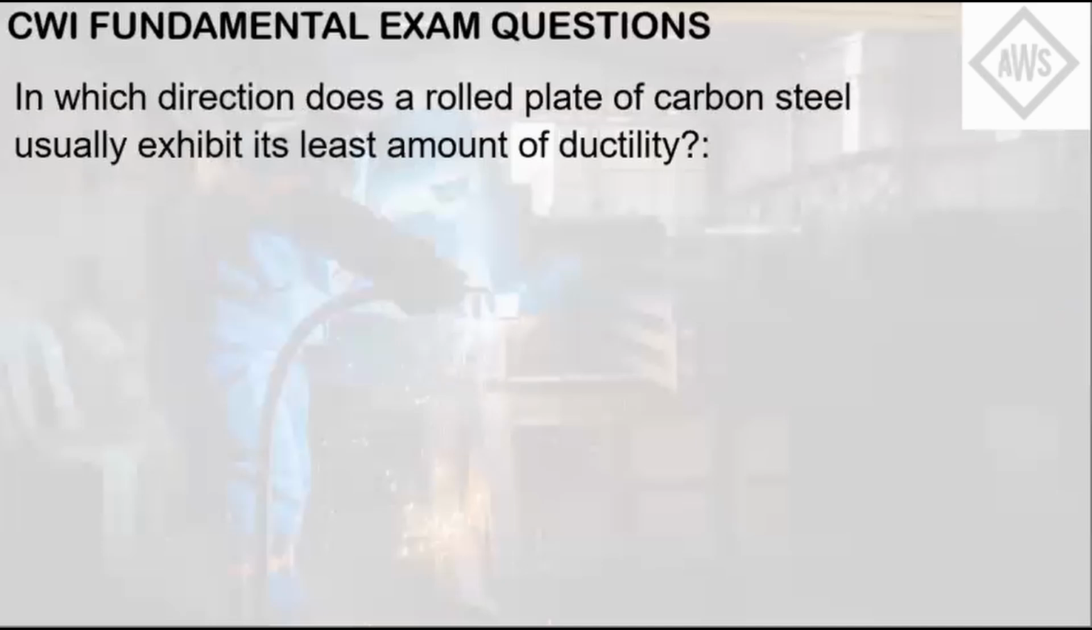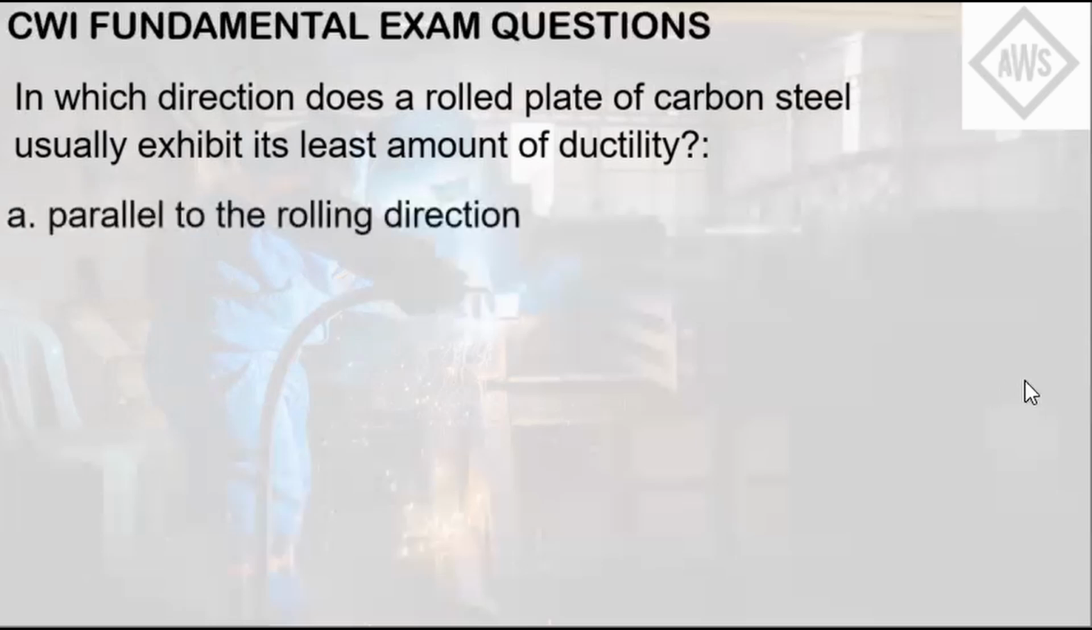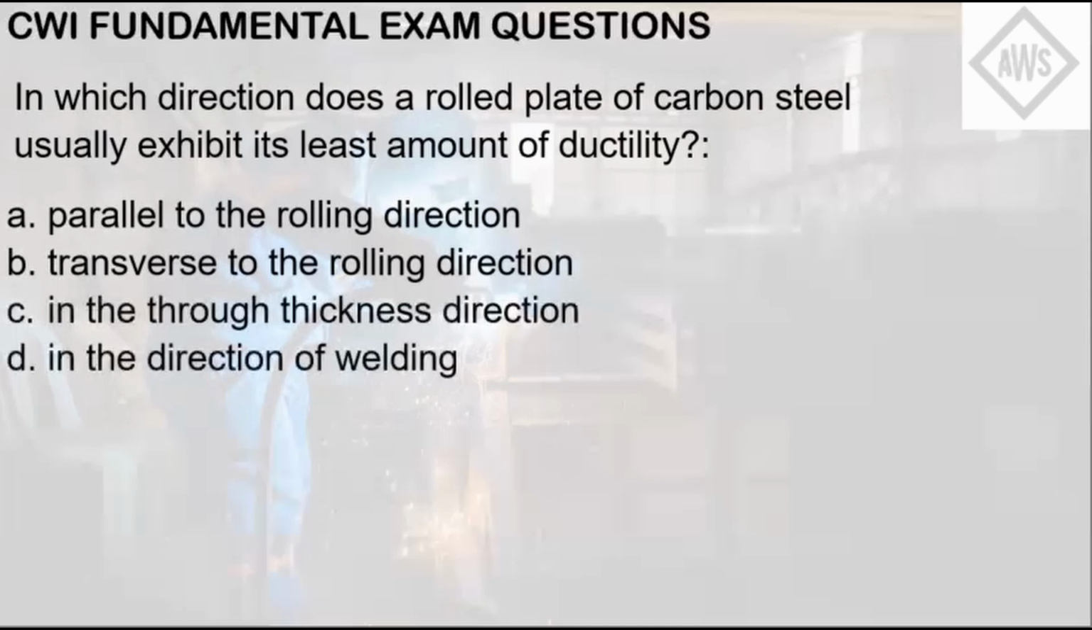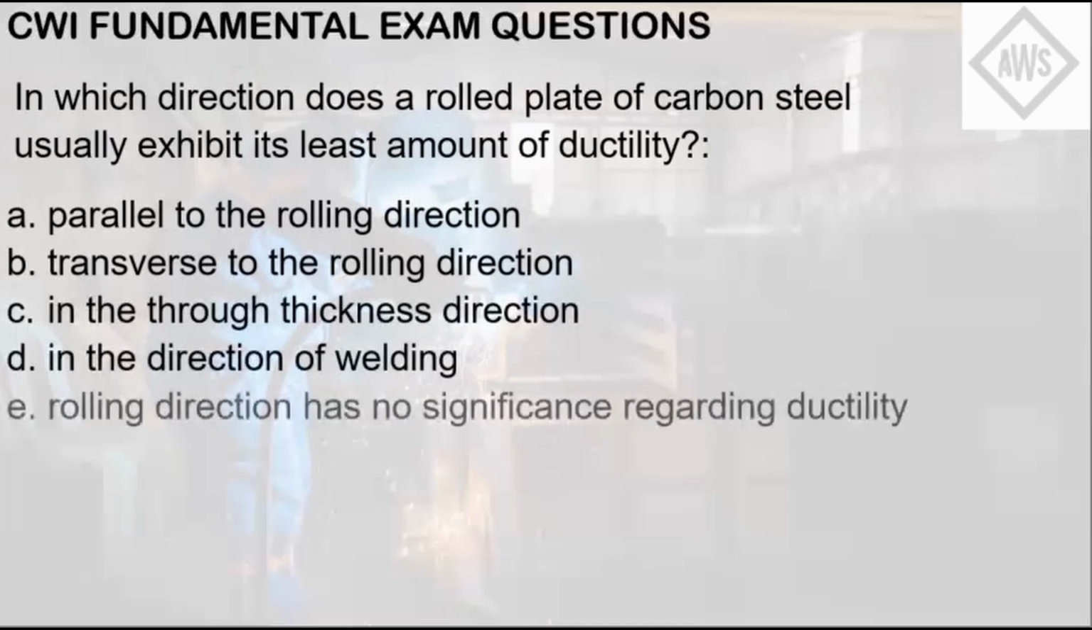In which direction does a rolled plate of carbon steel usually exhibit its least amount of ductility? Letter A, parallel to the rolling direction. B, transverse to the rolling direction. C, in the through thickness direction. D, in the direction of welding. E, rolling direction has no significance regarding ductility.